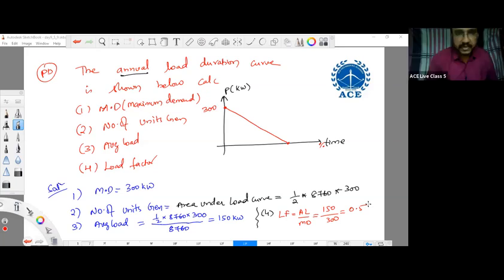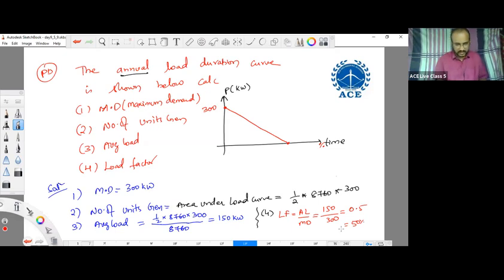So sorry for the disturbance. Here he's asking to calculate the load factor. Load factor is 0.5, or you can also write it as 50%. So I think you have all got the idea of how to calculate maximum demand, number of units generated, average load and load factor.